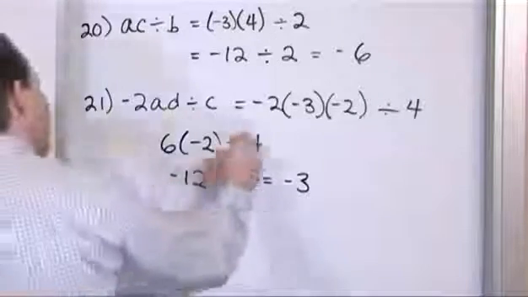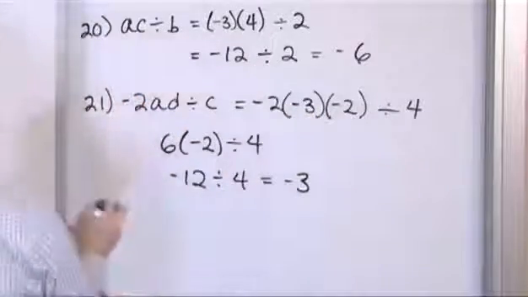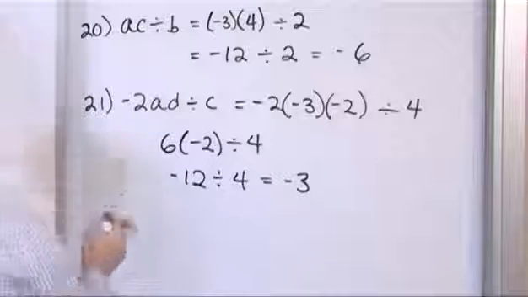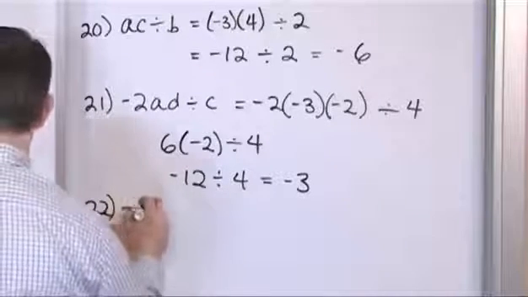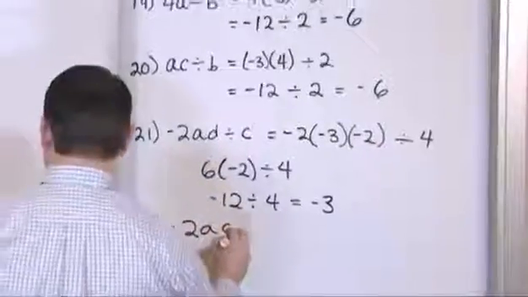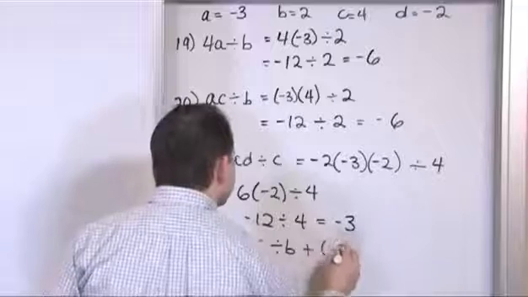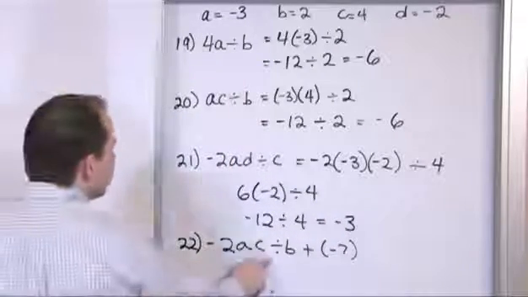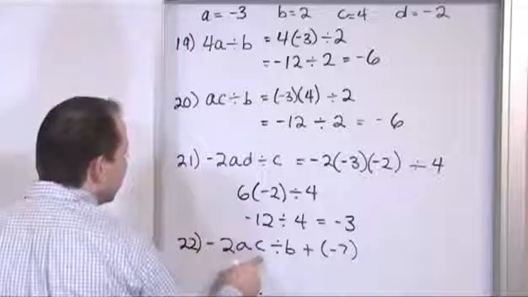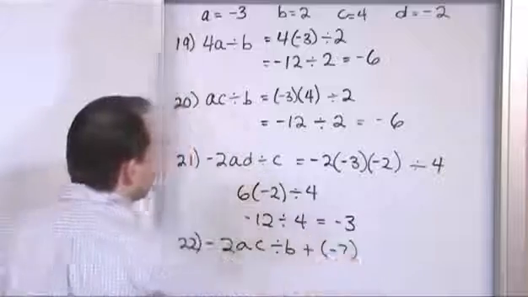So you go one step at a time. Work on 2 at a time. Never try to multiply these in your head. Eventually, you'll make a mistake if you do that. Let's do one more, kind of a lengthier one. Negative 2 times A times C divided by B plus negative 7. So you see what we have here, multiplication, negative 2 times A times C divided by B, so multiplication and division, and then plus negative 7.